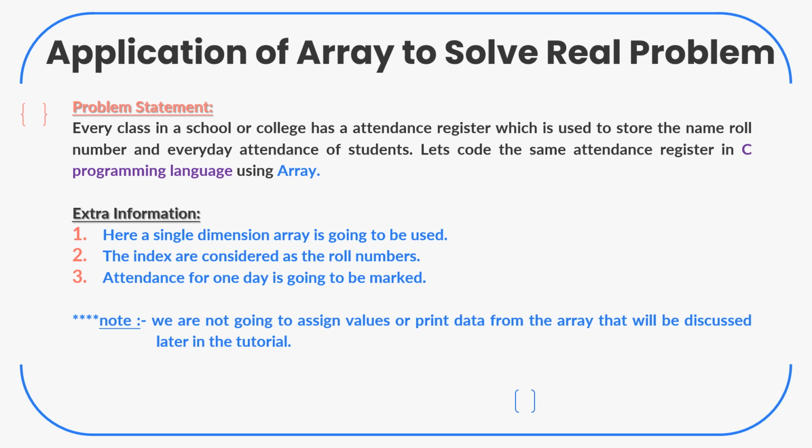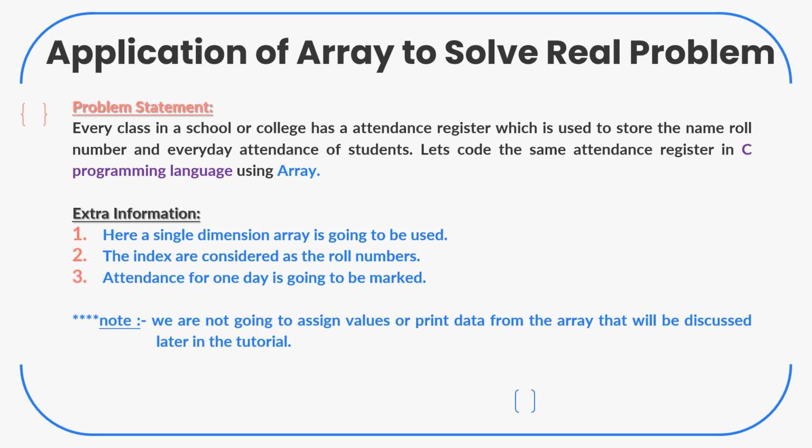Our problem statement revolves around the concept of attendance registers that are commonly used in educational institutions. These registers store crucial information such as name, roll number, and daily attendance record of students. Our goal is to store a simple attendance register in C utilizing a single dimensional array where roll numbers will act as indices and we will mark the attendance for one day.